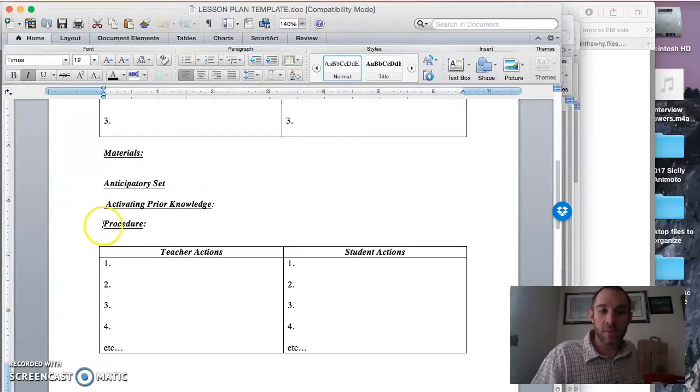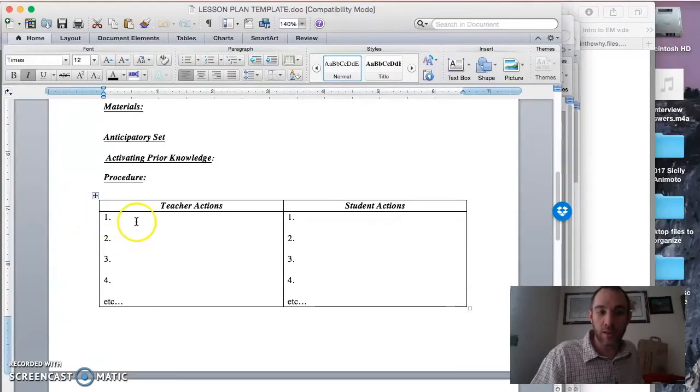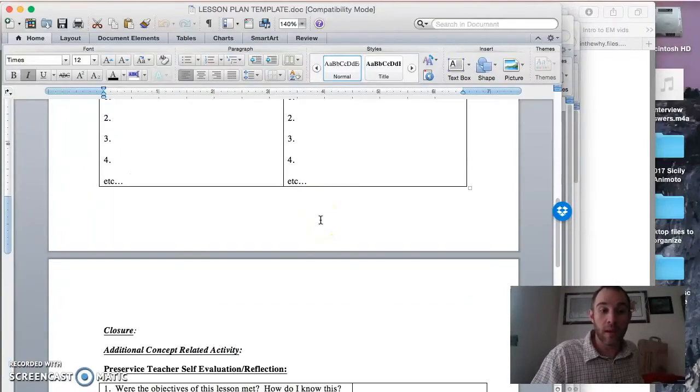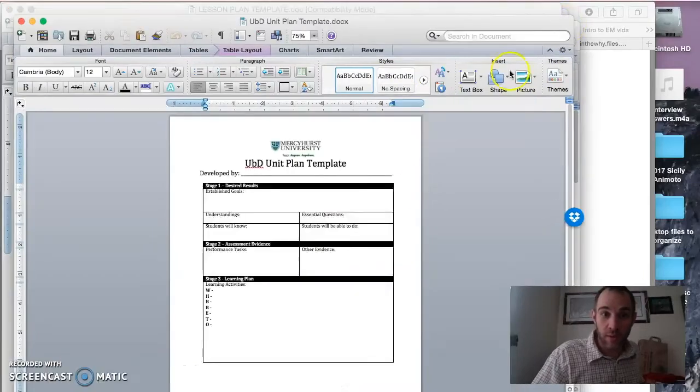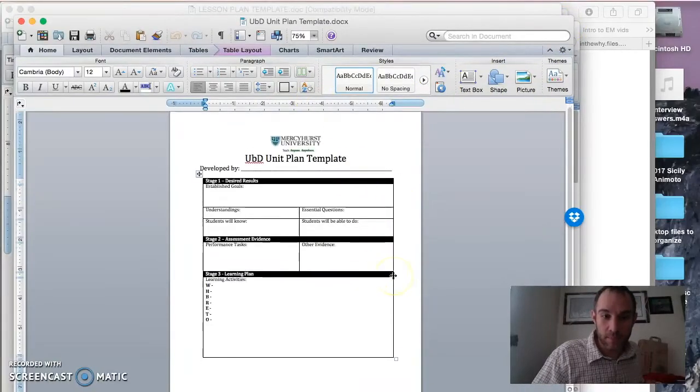And then your specific procedures broken down into what you are going to do, what your role is as a teacher, and what the students are going to do. So every single step of the way, you're going to be doing something, but it's not just you. It's also what the students are doing as well. And then you should end with some sort of closure that will help link this class to the next class. This is your long and short-term planning. So speaking of long-term planning, we also have our unit template.